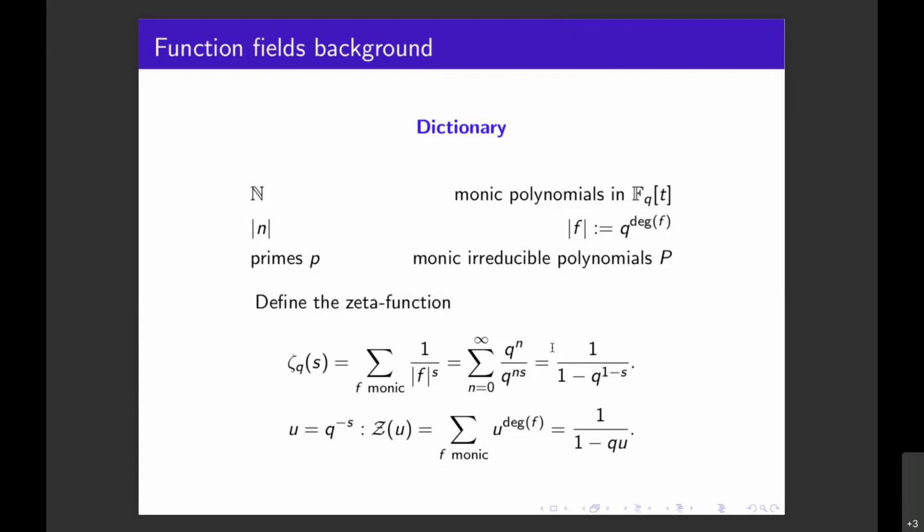And usually for the function field setting, it's more convenient to work with a different variable u, which is q to the minus s. Then the zeta function becomes the sum over monics of u to the degree of f, and this is just 1 over 1 minus qu. So we have a pole at 1 over q.